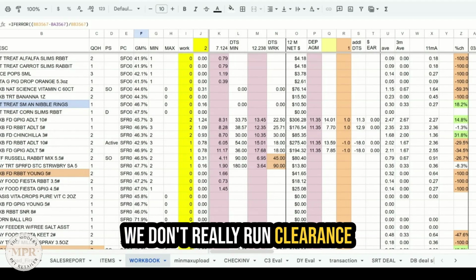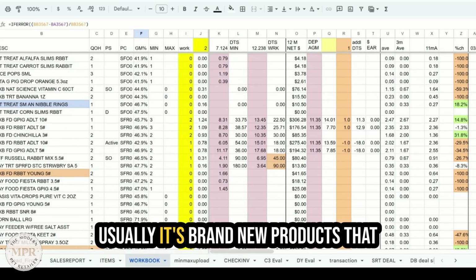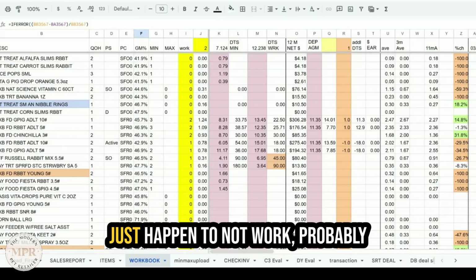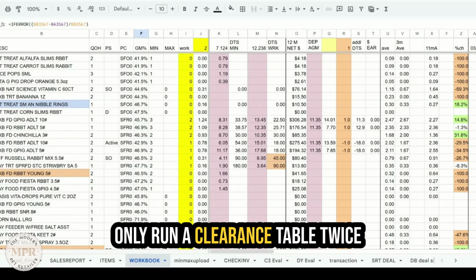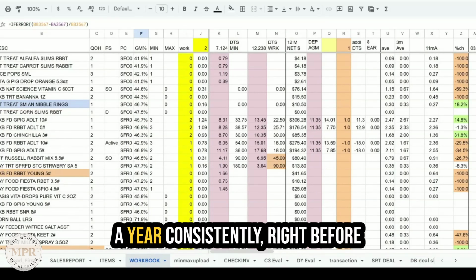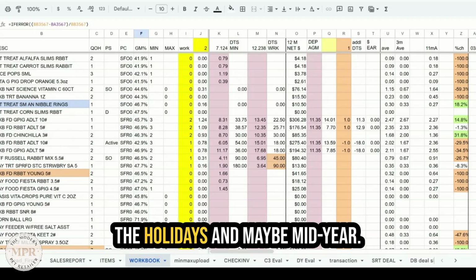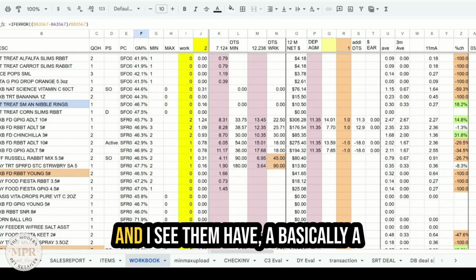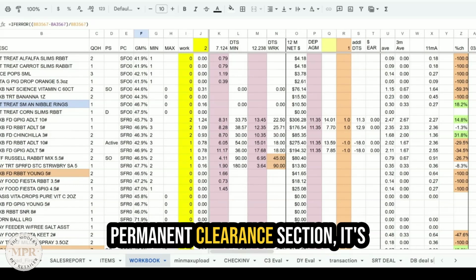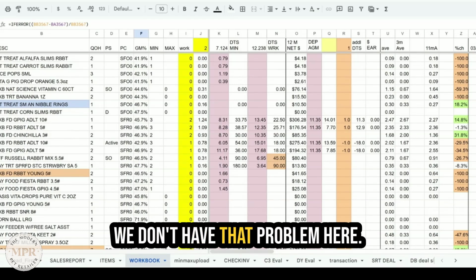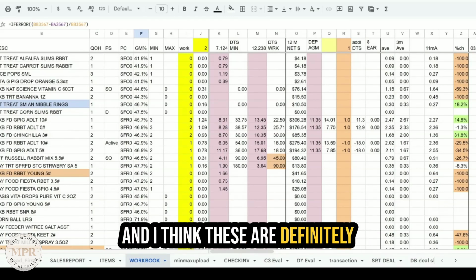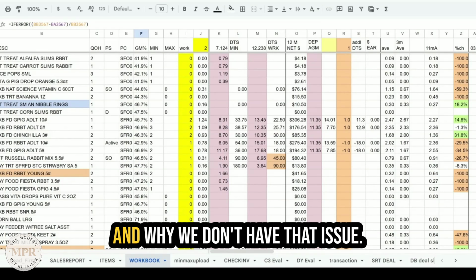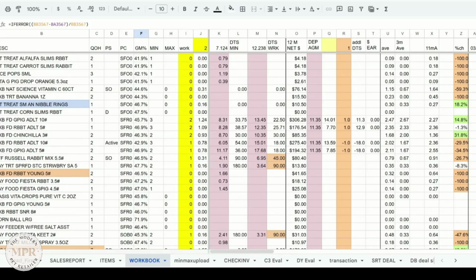We don't really run clearance tables on too many items. Usually it's brand new products that just happen to not work. We probably only run a clearance table twice a year consistently, right before the holidays and maybe mid-year. When I go into other stores, I usually see them have basically a permanent clearance section. We don't have that problem here. And I think these are definitely the nuanced things we are doing and why we don't have that issue.